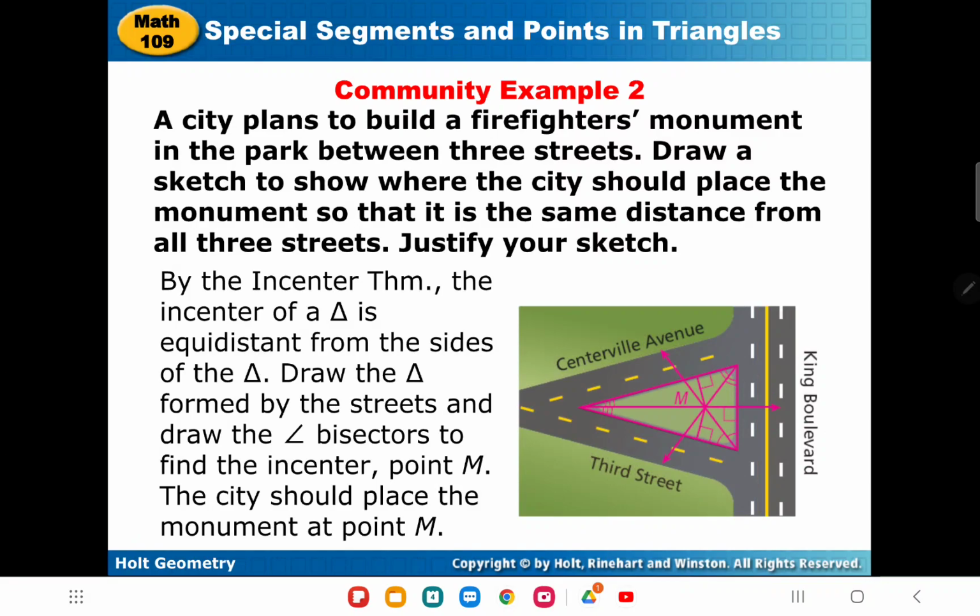And there it is, sketched out a little bit better. So you can see I didn't do too bad a job, but it will be equidistant from the streets rather than being equidistant from the corners of the streets.